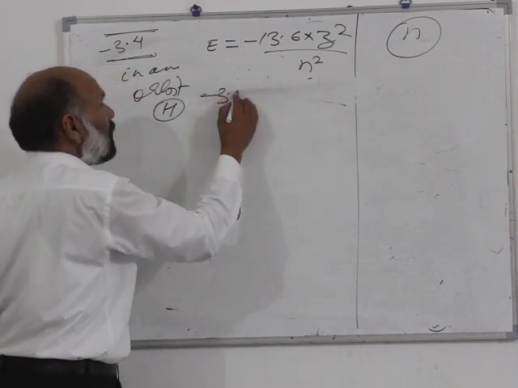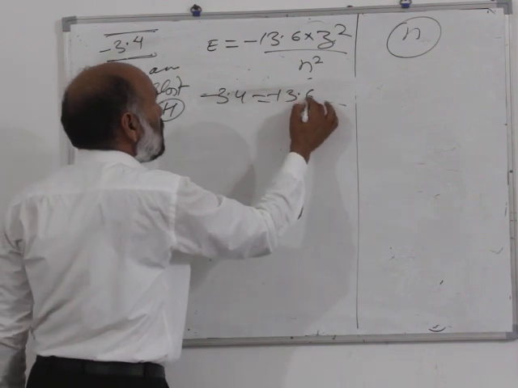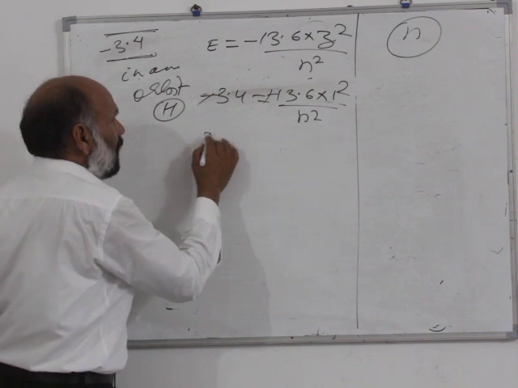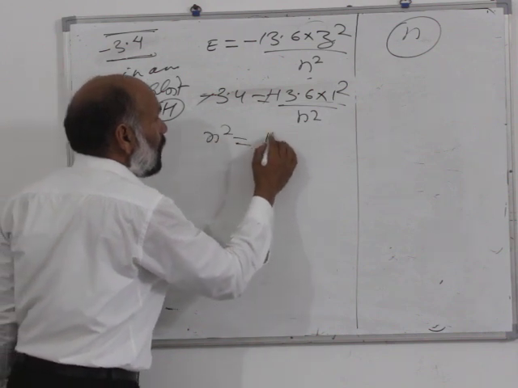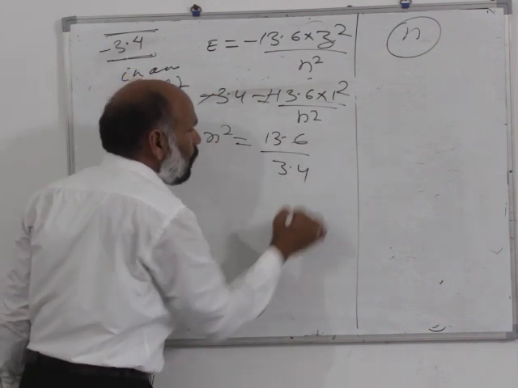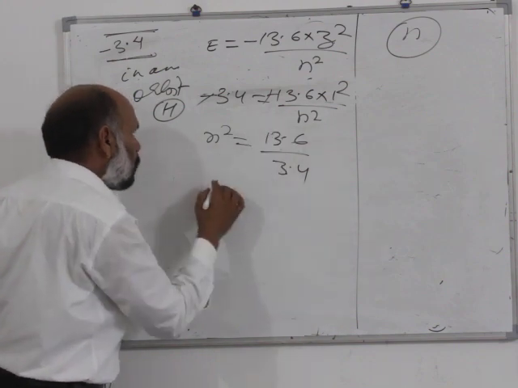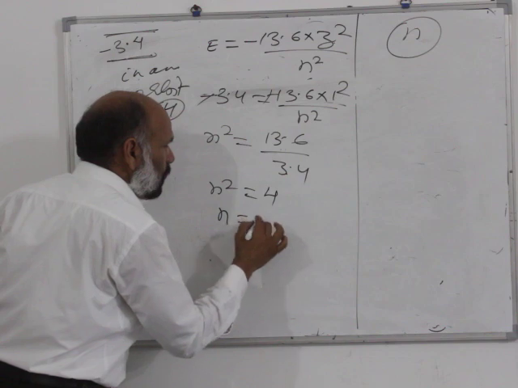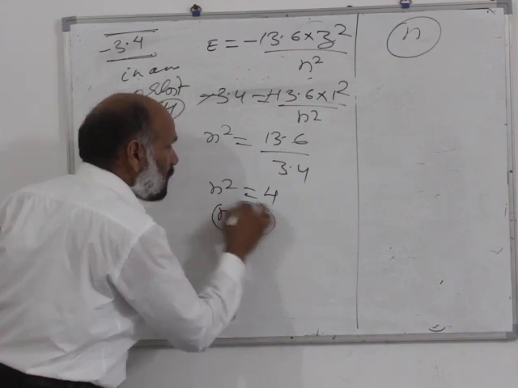Energy equal to minus 3.4 equals minus 13.6 into Z square by n square. So n square equals 13.6 divided by 3.4. 3 4s are 12, so it is 4. n square equal to 4, n square equal to 2 square, so n equal to 2. This is the second orbit.